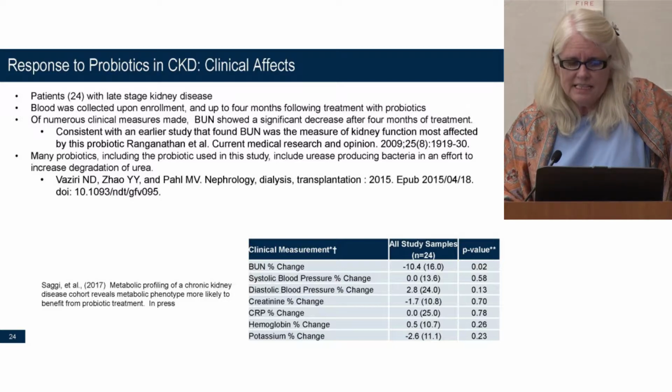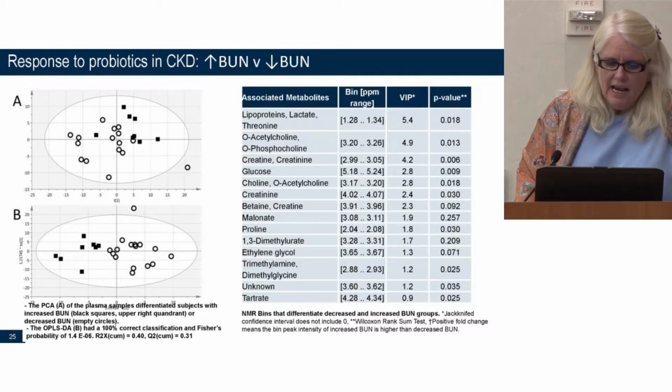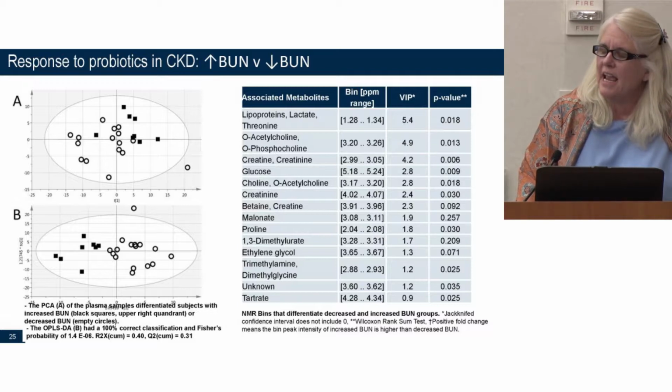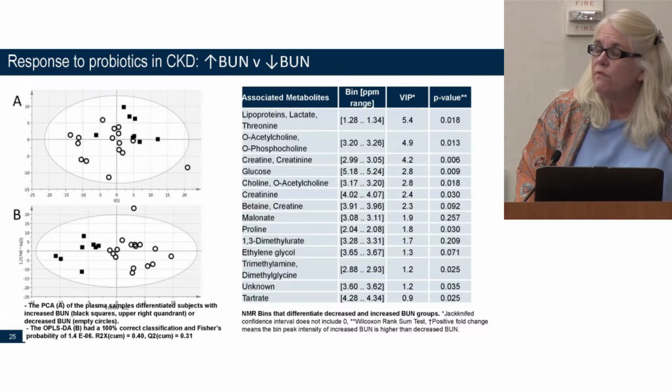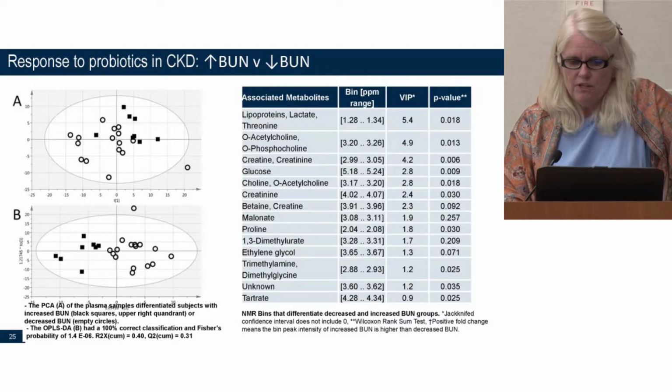And you can look at the details on these slides later, but I'll skip over some of the details now and say that we did the metabolomics analysis on blood that was collected at enrollment and up to 4 months following treatment with probiotics, and that some of the subjects had a decrease in the BUN, which is a good thing, right, following the probiotic treatment, while other subjects did not have a BUN decrease. And you can see that we derive what are the metabolites that are associated with this decrease in BUN.